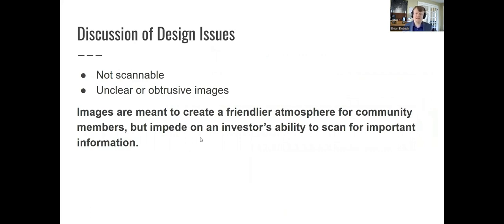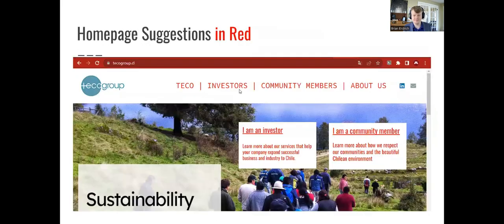So there's an issue with design. The website at its present isn't scannable. It has unclear or obtrusive images. The images are meant to create a friendlier atmosphere for community members, but it impedes on an investor's ability to scan for important information. So here are our homepage suggestions in red.